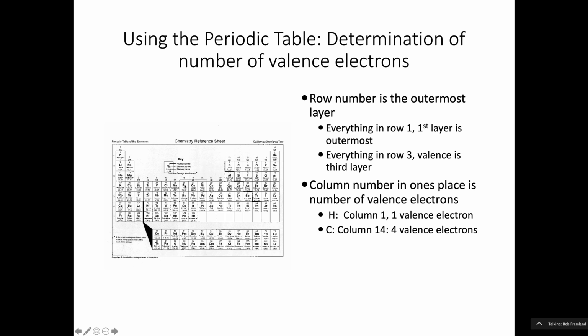The column number will tell us the number of valence electrons, but it's tricky. It's the number in the ones place. So for example, hydrogen is in column 1. All of these have 1 electron in their valence. So lithium, which is in row 2, column 1, would have 1 electron in the second layer. Calcium would have 2 electrons in the 4th layer. See how you can use the table? 4th layer, 2 electrons. Now over here, how do we know? If you look at carbon, it's the number in the ones place. So everything in column 14 has 4 electrons in the valence. Everything in column 16 has 6 electrons in the valence.